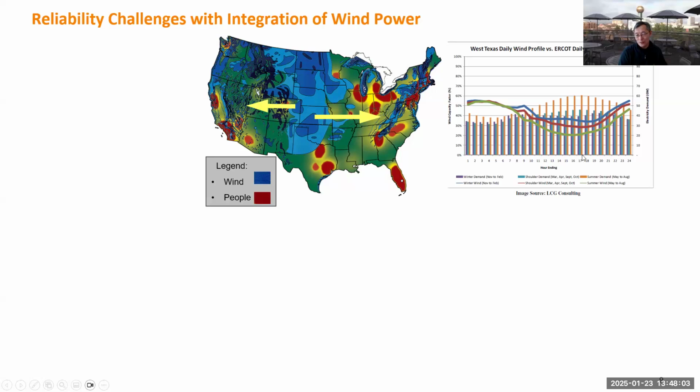Then the second picture shows the curve of the load change over 24 hours of one day, and also the generation from wind over one day. You can see the curves do not match. The load will have its maximum from about 2 o'clock to 9 o'clock, from the late afternoon until the early evening. So that is the peak hours for electricity.